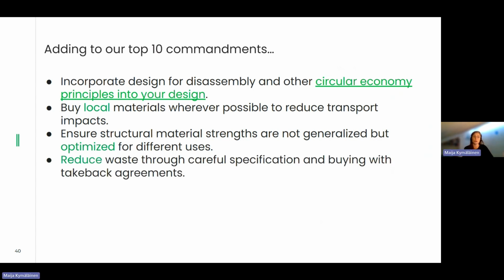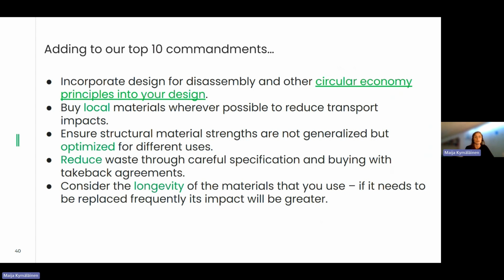It is a good practice to reduce waste through careful specification and buying with take-back agreements, and also consider the longevity of the materials. If it needs to be replaced frequently, its impacts will be greater. So if you have a material that has a very low carbon footprint, but it needs replacing, as we saw, it will then add up those manufacturing, use, and end of life impacts as many times as it needs to be replaced during the lifetime of the building.